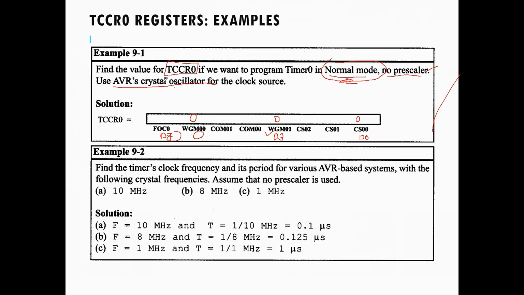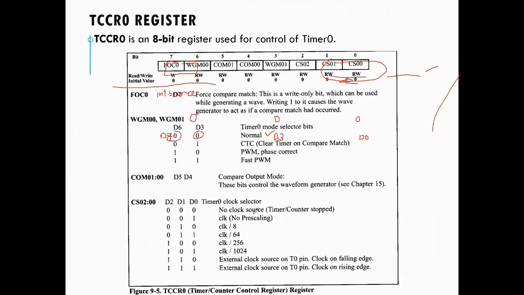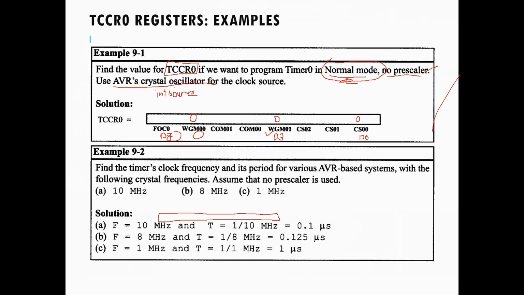And then it says using the crystal oscillator for the clock source. So this is an internal source, which means that we are using the oscillator of the microprocessor. So the value here is 0, 0, 1. Clock source, no prescale, so the value is 0, 0, 1. Okay, what about the other values?